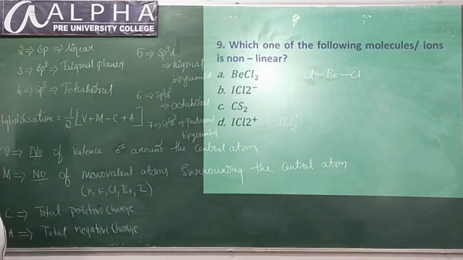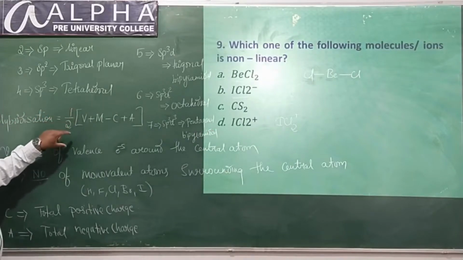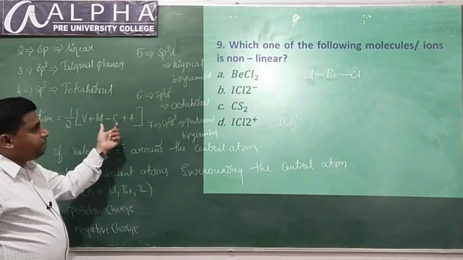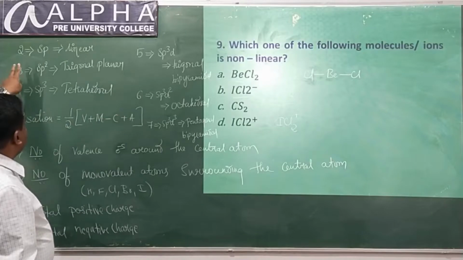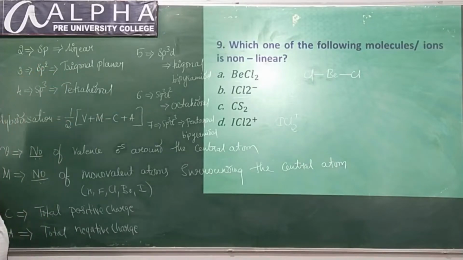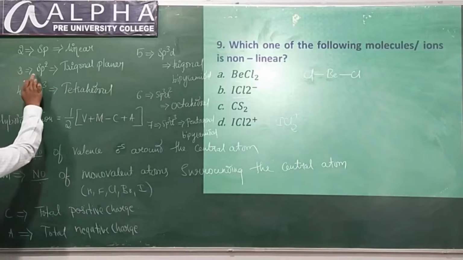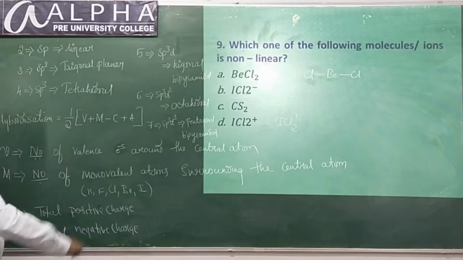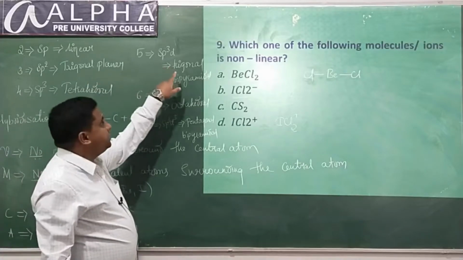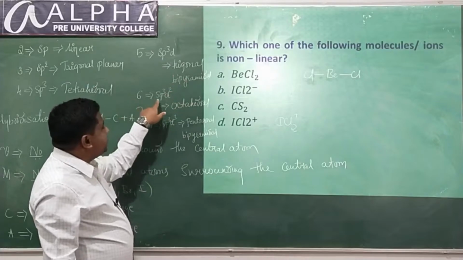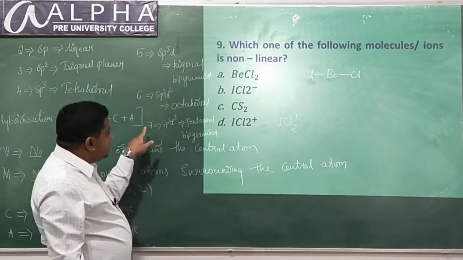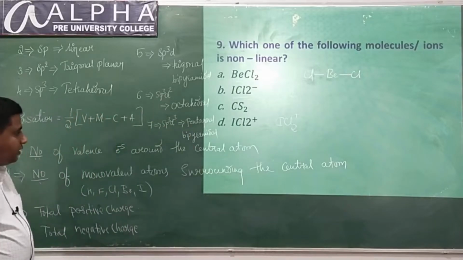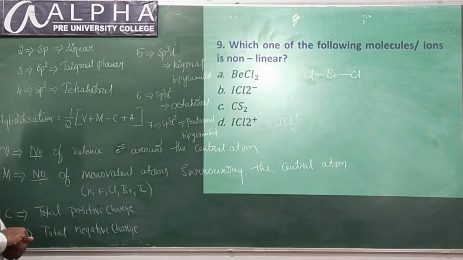Are you able to understand? So use this formula to calculate the hybridization: half of (V plus M minus C plus A). If you get the answer as 2, it is sp hybridization, and the molecule is going to be linear. If it is 3, sp2 hybridization, trigonal planar. 4, sp3 hybridization, tetrahedral. 5, sp3d hybridization, trigonal bipyramidal. 6, sp3d2 hybridization, octahedral. 7, sp3d3 hybridization, pentagonal bipyramidal. Just use this formula.